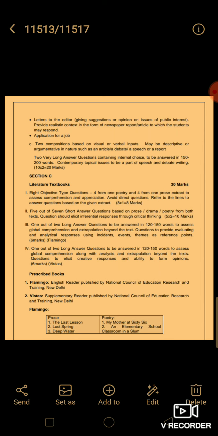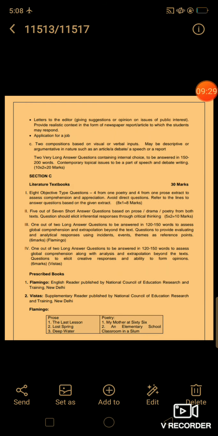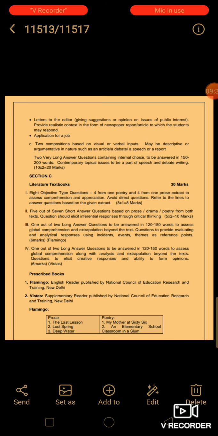And one change has been done by CBSE recently. This question will be asked on any contemporary issue, or burning issue which is going presently in our society, in our country, or in our state. So out of these 4, 2 will be asked, and each will be carrying 10 marks. In this way it becomes of 20 marks.